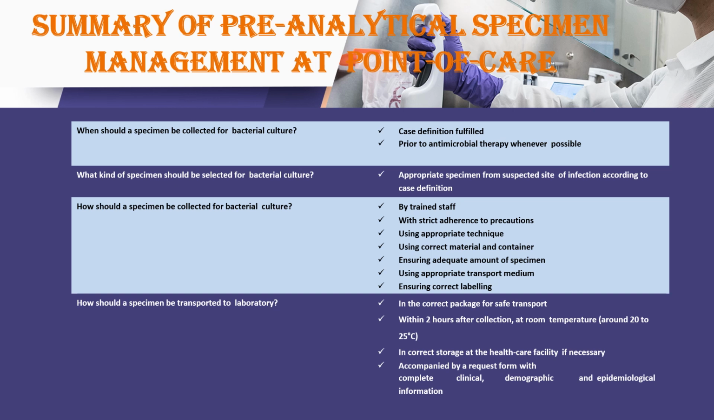Then how should the specimen be transported to the laboratory? It should be transported in the correct package for safe transport. And it should be transported to the laboratory within 2 hours after collection and at room temperature, that is around 20 to 25 degrees Celsius, and in the correct storage at the healthcare facility if necessary. And it should be accompanied by a request form with complete clinical, demographic, and epidemiological information. So that is about all the critical things that are required for the pre-analytical specimen management.